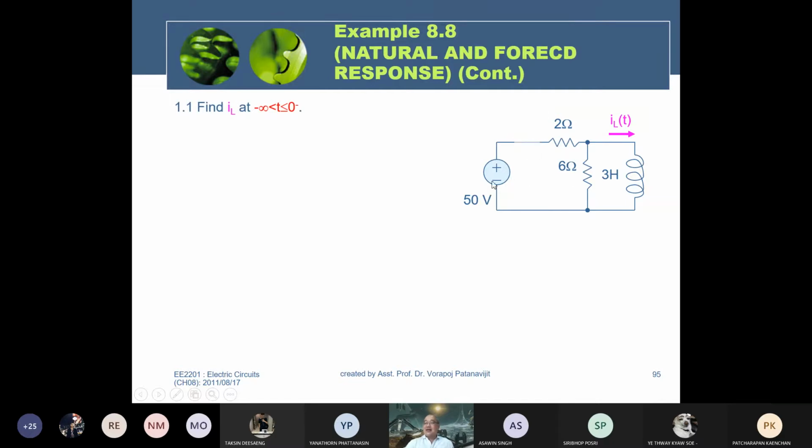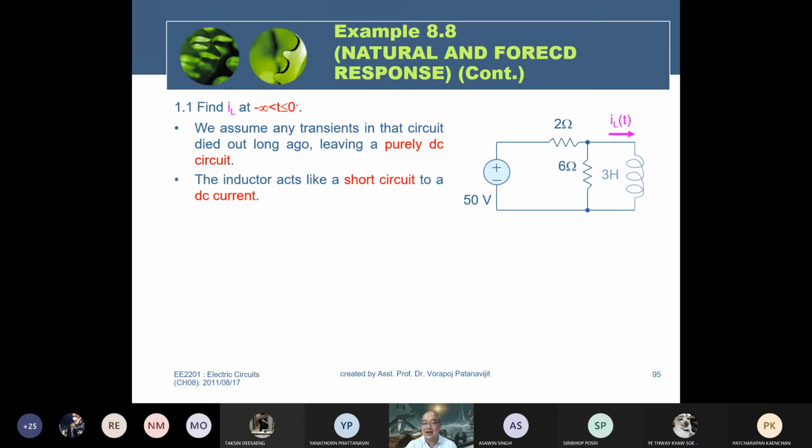Here the 50-volt source will feed and supply energy to all 3 devices until it is fully charged. Therefore, if the inductor is fully charged, it performs like a short circuit. We assume any transient in the circuit died out long ago, leaving a purely DC circuit, and the inductor acts like a short circuit to the DC current. You can observe this very clearly when it's short circuit here. During this time, no current flows in the 6 ohm, because this part is already bypassed, short circuited. Therefore, you can discard the 6 ohm during that time.